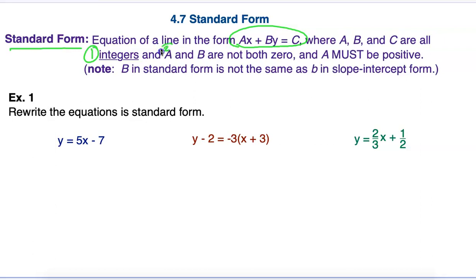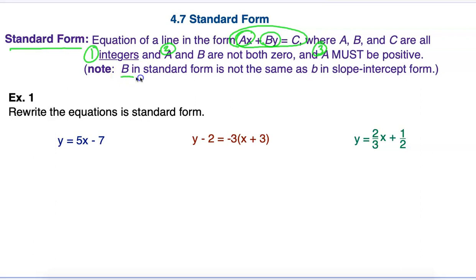A second thing that has to occur: a and b are both not zero, so you either have to have an x value or a y value, but you don't have to have both. And the third rule, a must be positive, so we can't have our first value with the x be a negative integer.